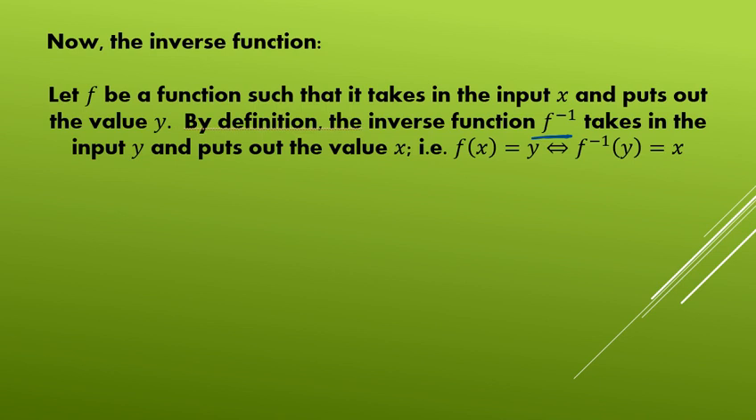Symbolically, what are we saying here? We're saying f of x equals y if and only if, again, that's our double arrow, f inverse of y is equal to x. These two things are equivalent. These things are saying the exact same thing. So, again, f picks up an x, spits out a y. The inverse function takes in that y and spits out the x.